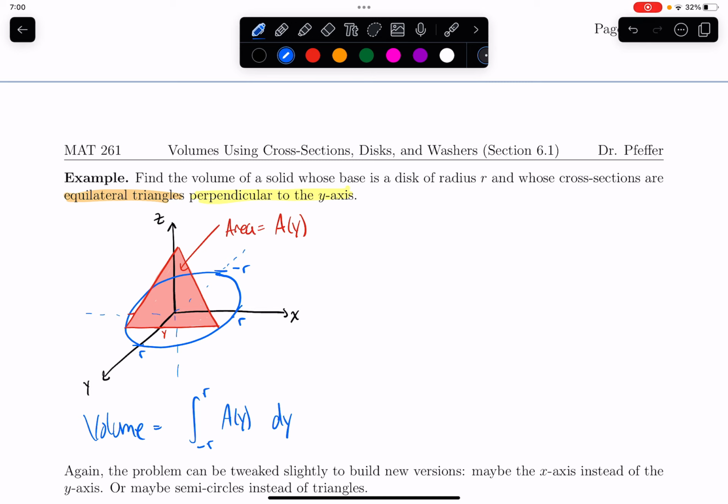But I need to find a formula for A of y. That's what I need to do. Well, much like the previous problem, it's useful to reduce the situation to a known 2D picture. Here, the only known 2D picture is going to be this circle or this triangle. And in fact, I'm going to draw pictures of both in due time. Let's start by just focusing on this circle here. Let's look at that 2D picture.